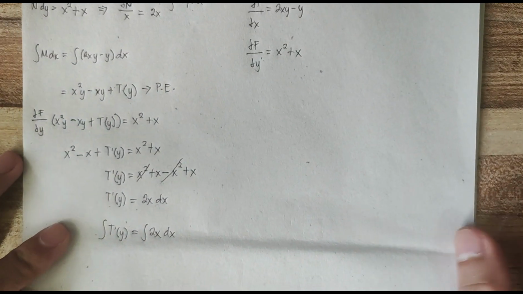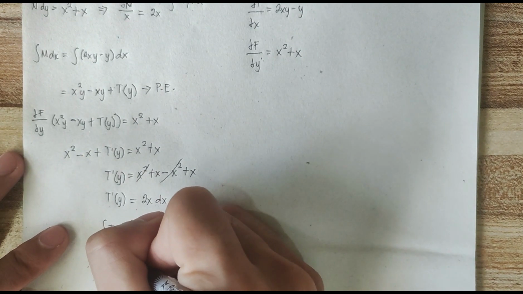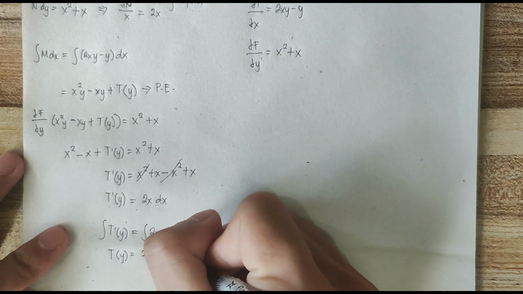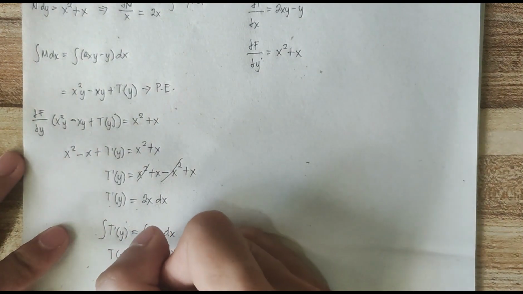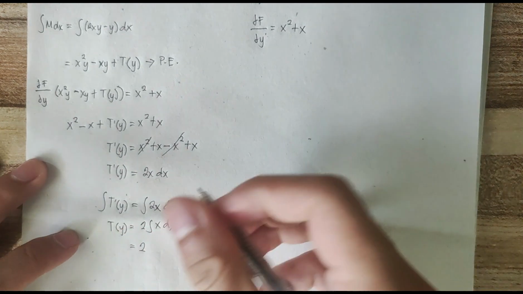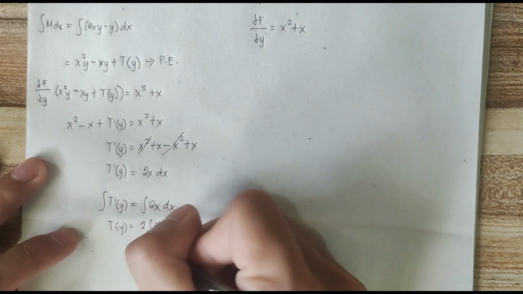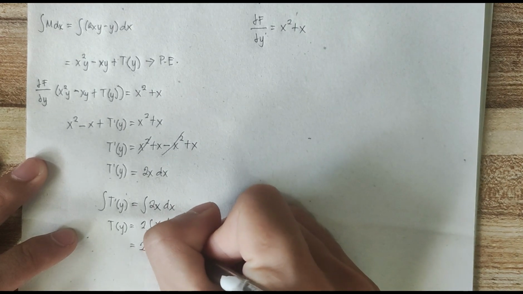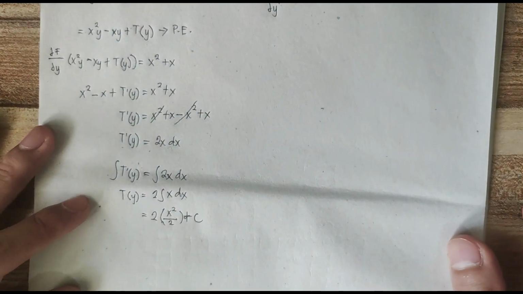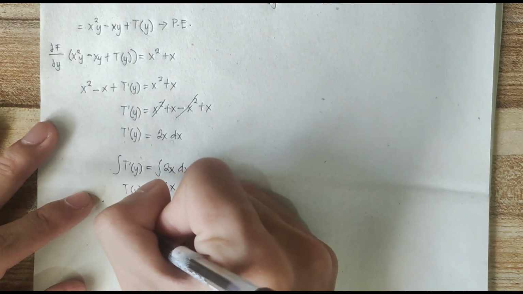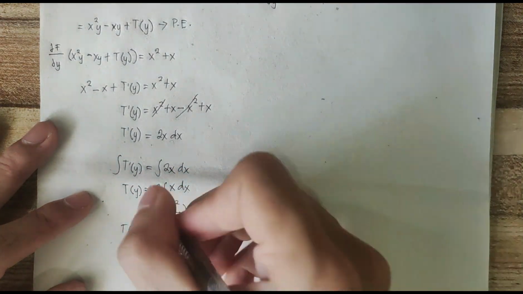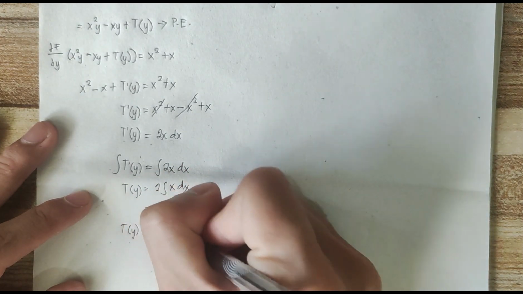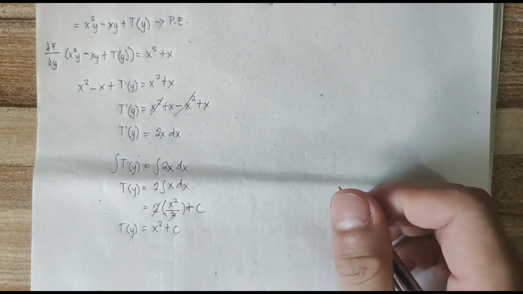That gives t of y equals 2 times the integration of x dx, which is 2 times x squared over 2 plus c. It can be written in simplest form: the 2 cancels to 1, and we are left with x squared plus c.